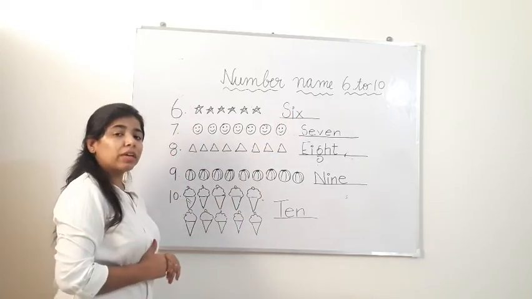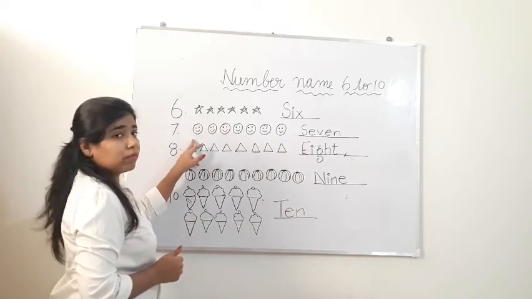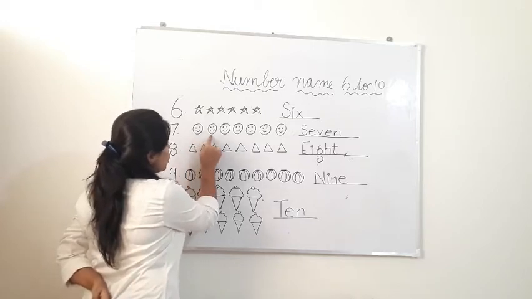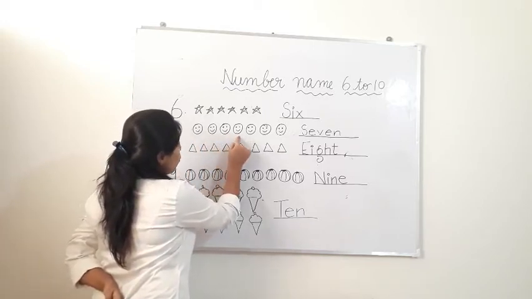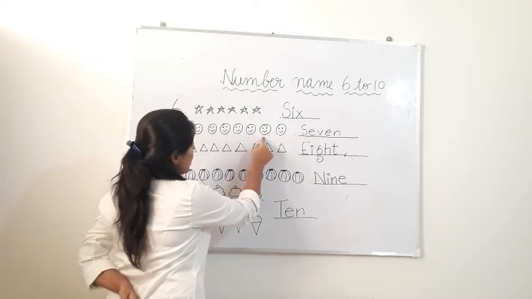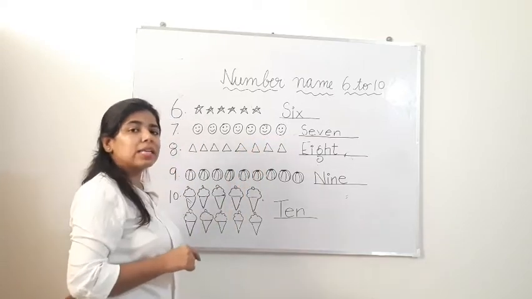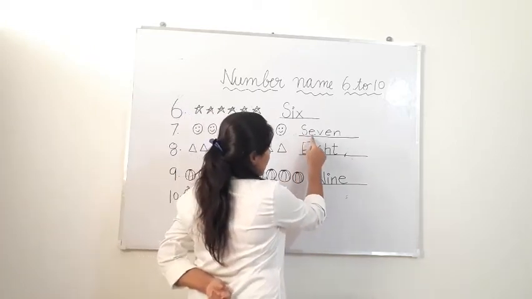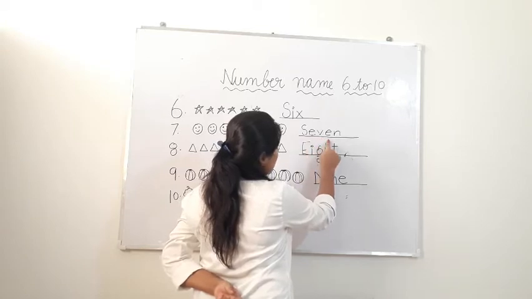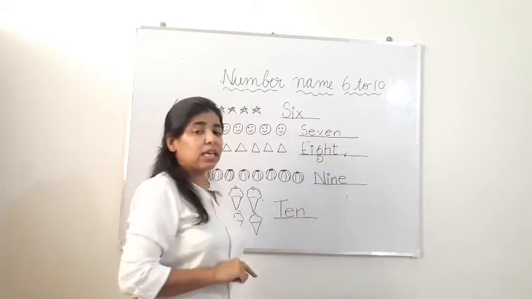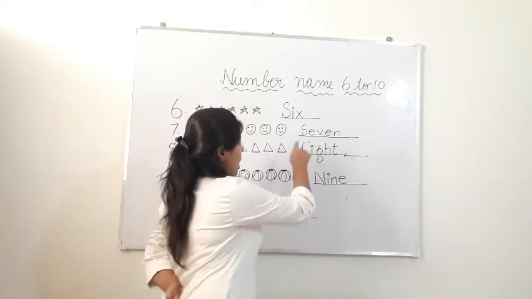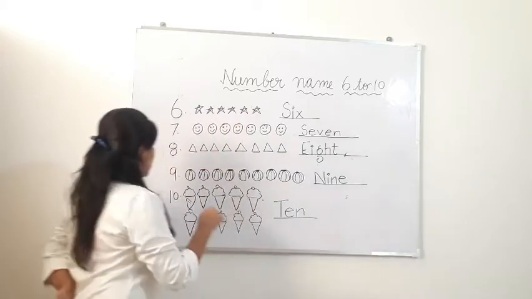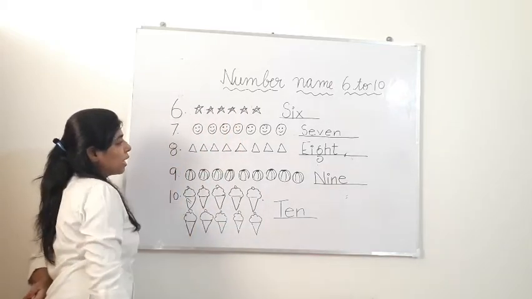Now, what is the spelling of 7? We will learn. First, we will count smileys. So, let's start. 1, 2, 3, 4, 5, 6, 7. How many smileys are here? 7. And what is the spelling of 7? S-E-V-E-N. 7. S-E-V-E-N. 7. Now let's learn the spelling of 8.